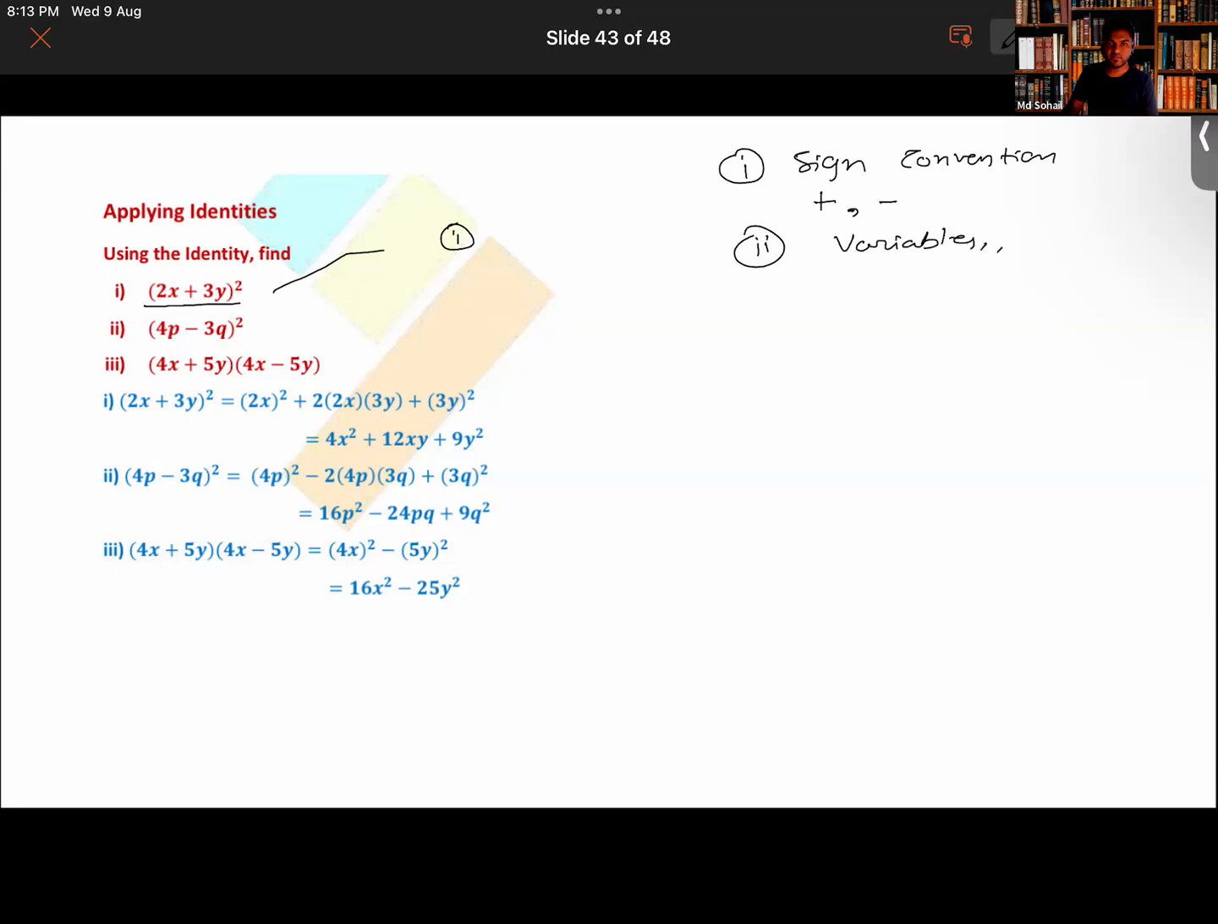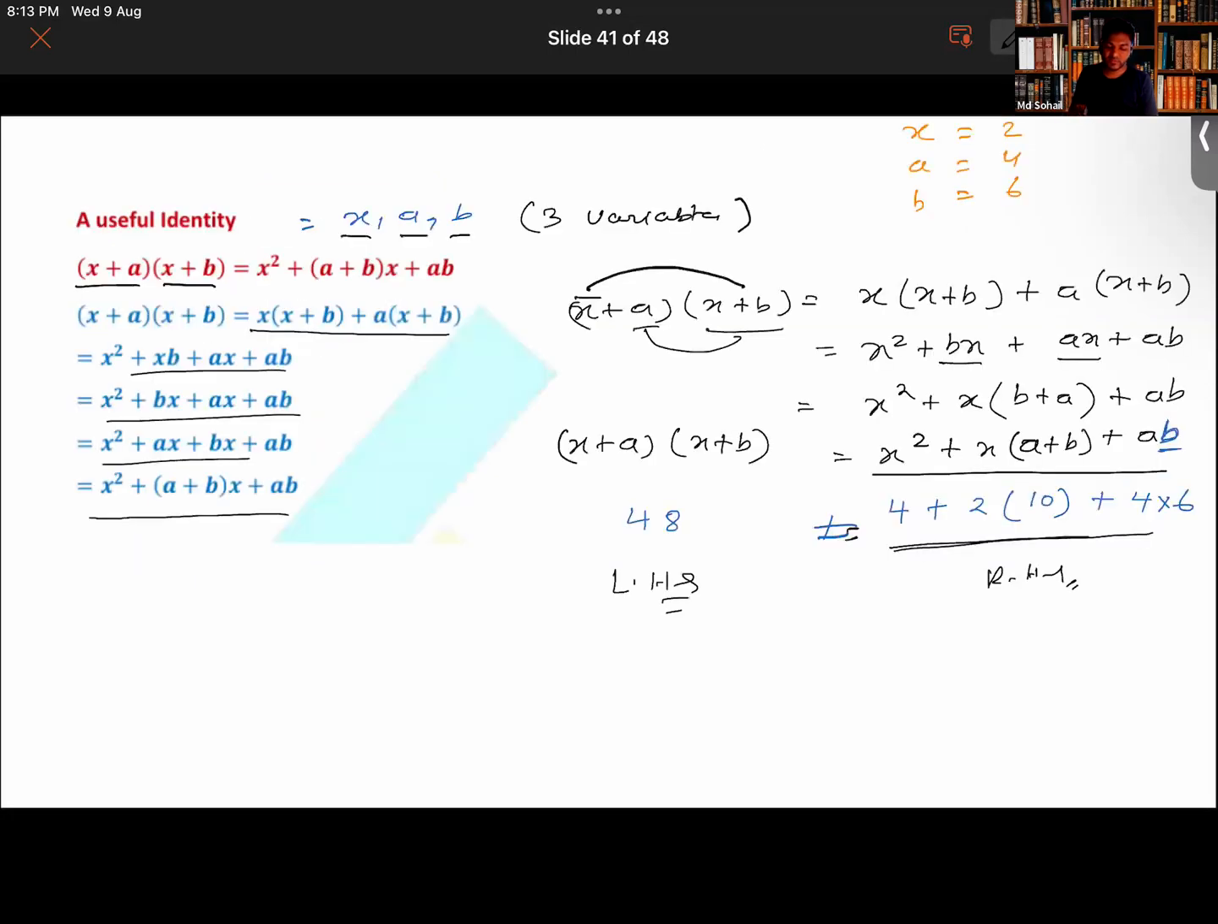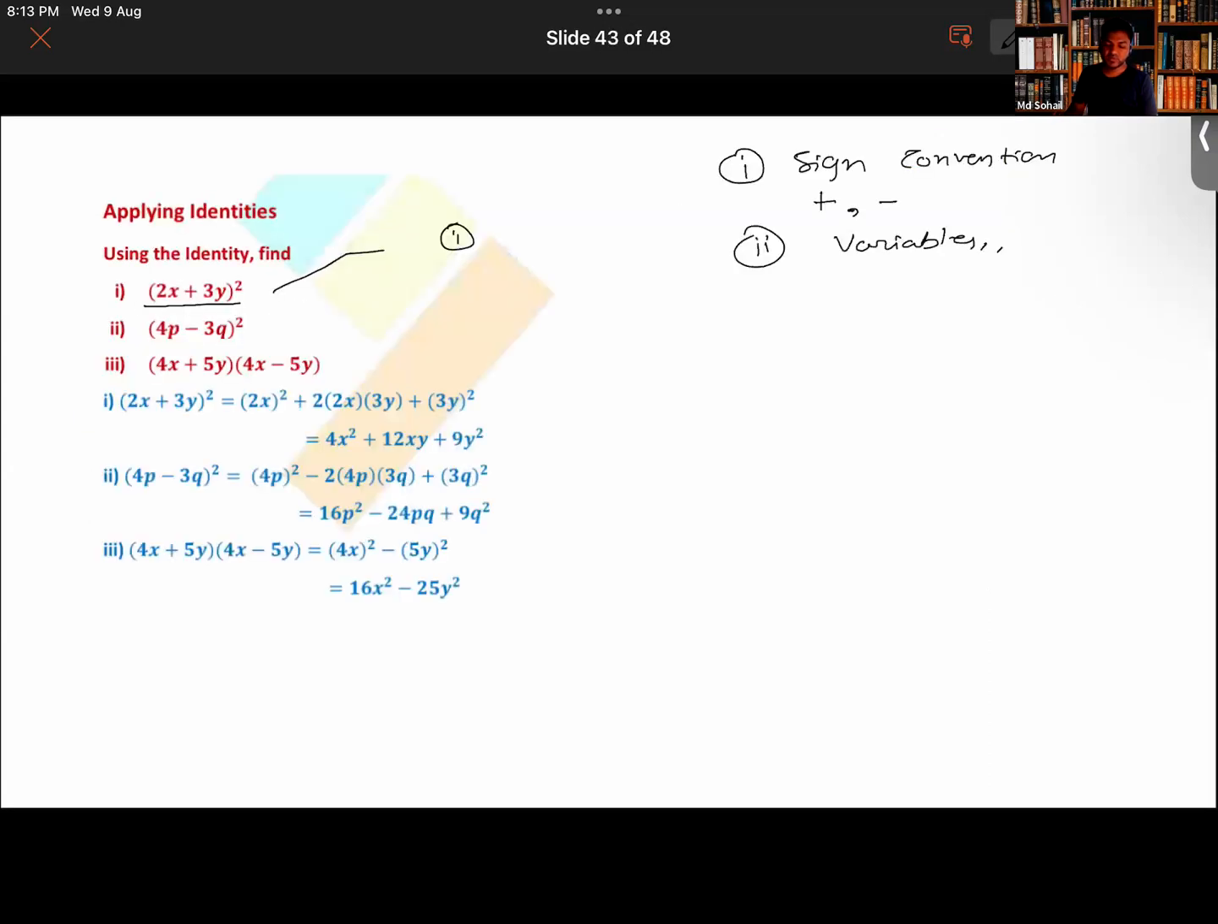What variables are given? If there are two variables, the first three identities will be used. If there are three variables, then the last identity will be used. Here you have got three variables, right? Also look out for the sign convention between the variables.